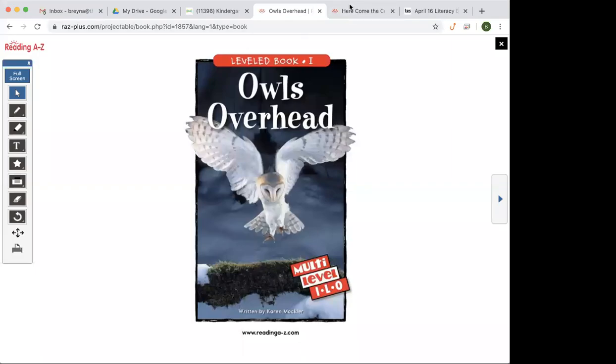Today, I'm going to read you another bird book. This week, I read you a book about an ostrich. Then, I read you a book about condors. Today, I will read you a nonfiction book about owls. The author wrote this book to teach you something new about owls. The name of this book is called Owls Overhead.